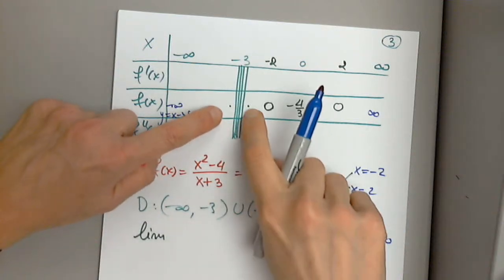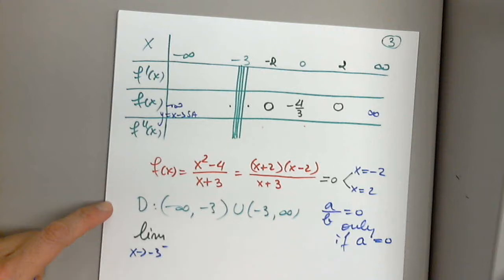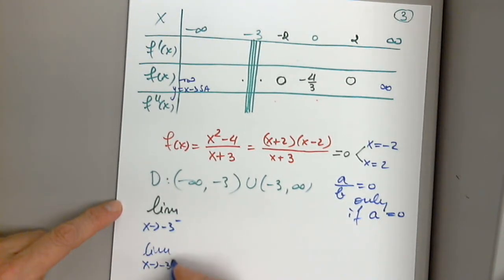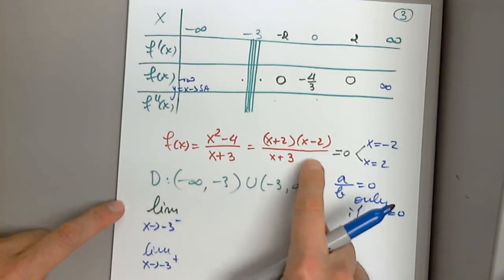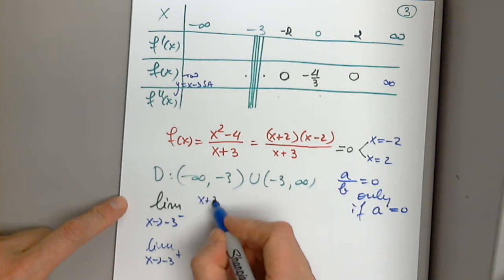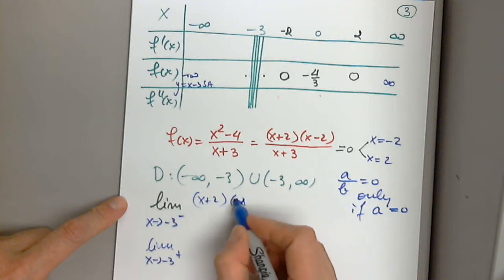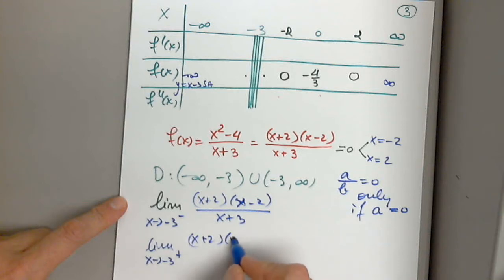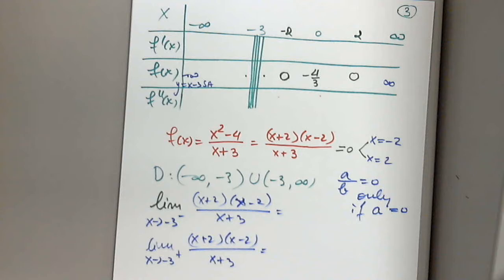Good. So now let's find these two limits. Limit as x approaches -3 from the left, and limit as x approaches -3 from the right. I prefer this factored form now, because I can plug in numbers easily: x plus 2, x minus 2, divided by x plus 3. So this is a very good practice, just that we have an added element here with the slant asymptote. That's it. Well, the rest is okay.